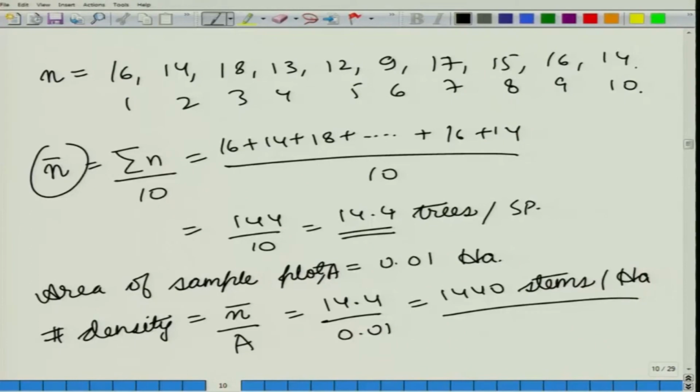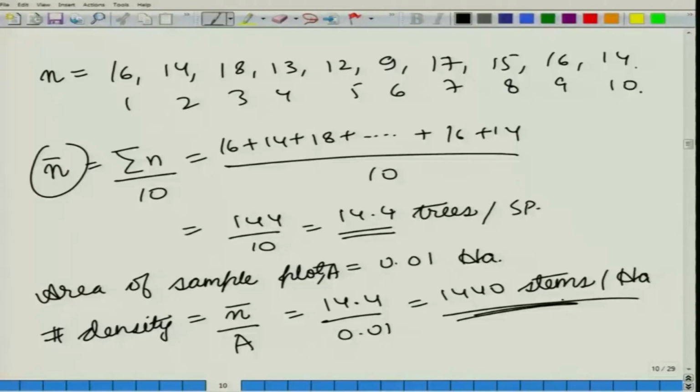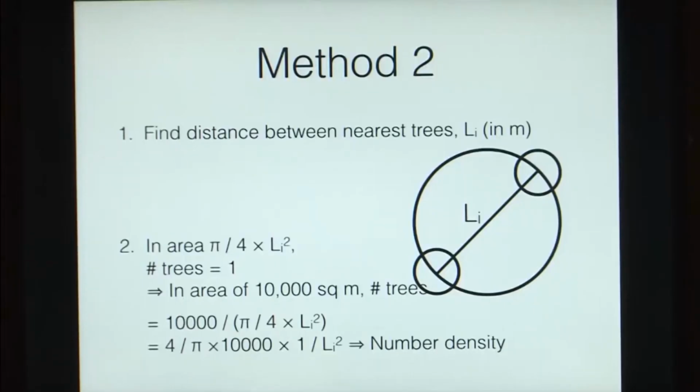So, we can very easily calculate the stand density by taking a sample plot of a fixed area, counting the number of trees in the sample plot, and then dividing that by the area of the sample plot to get the stem density. So, that is one way of finding out the stem density. Let us look at another way now. Looking at the slides, this is a very quick way of finding out the stem density, or the stand density.